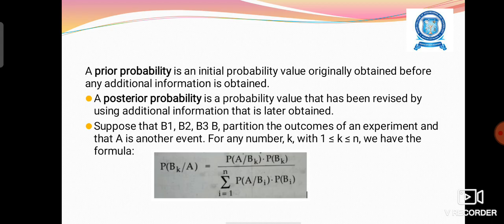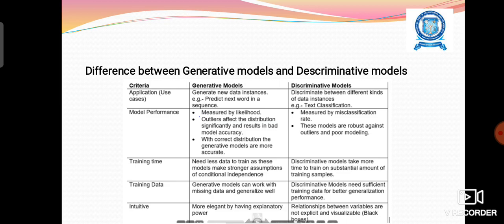In this way, when we consider the sequence of events like B1, B2, B3, up to Bk, we can also derive the formula to find the conditional probability of the set of events B by considering its related event A, that is P of Bk given A. And there are some differences between generative models and discriminative models. Generative models generate new data instances, but discriminative models discriminate between the different kinds of data instances.